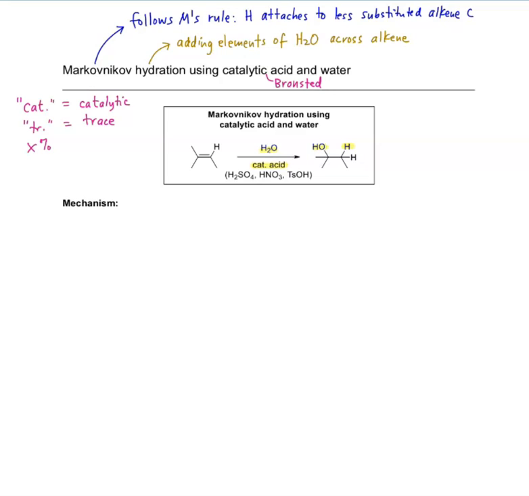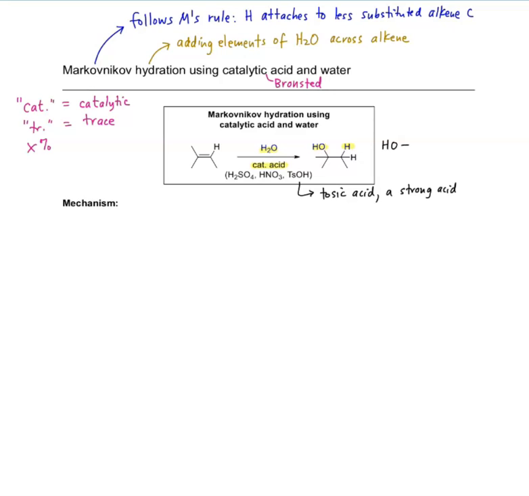Now, the acids that you would use would be the following. First of all, you're going to need to use a strong acid because the alkene is only weakly basic. So you need a very strong acid to be able to protonate it. That's going to be things like sulfuric acid, nitric acid, and then TsOH, which is called tosic acid. Tosic acid is an acid you haven't seen before, but it has a similar structure to that of sulfuric acid, and it's a strong acid.